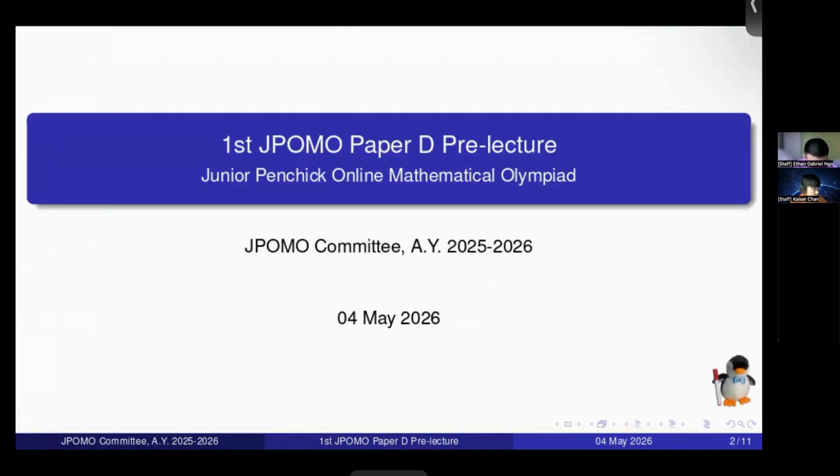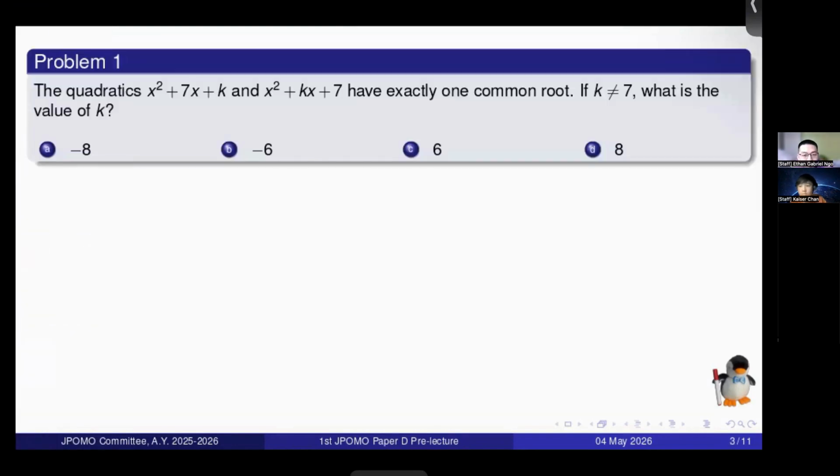So let us start with the first question. The quadratics x squared plus 7x plus k and x squared plus kx plus 7 have exactly one common root. If k is not equal to 7, what is the value of k?